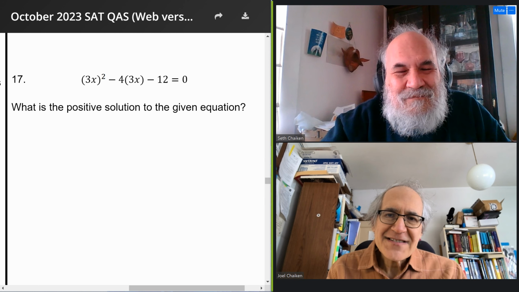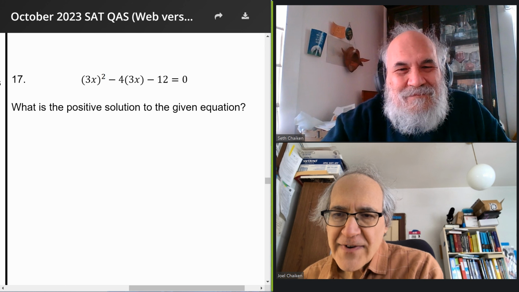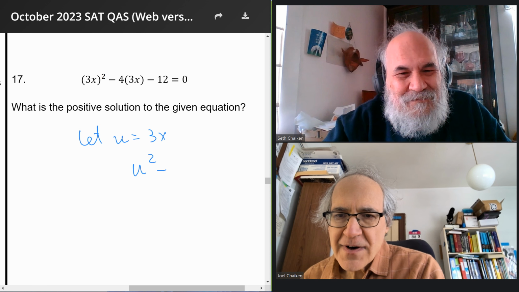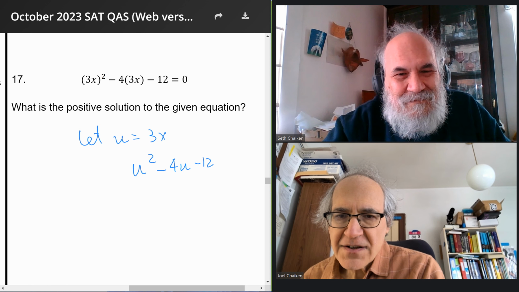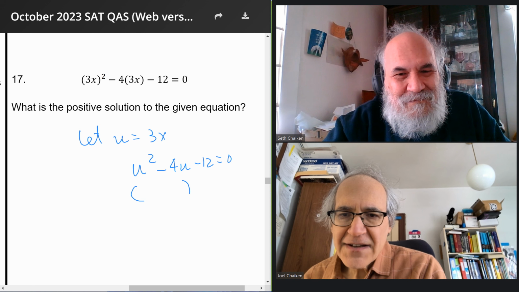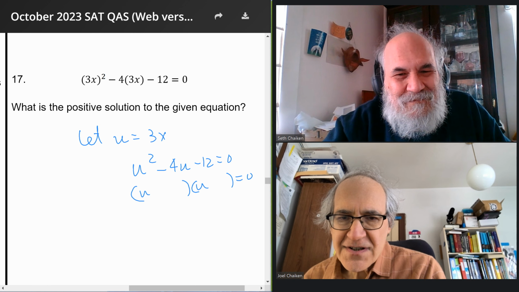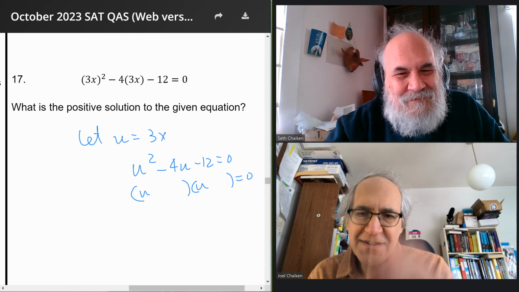A standard way of doing this is to bring in a new variable. Let u equal 3x, and then we write it as a quadratic: u squared minus 4u minus 12 is 0. And then a standard way of solving quadratic equations is to factor them. Two numbers that multiply to negative 12, but I always say add or subtract, but in this case subtract.